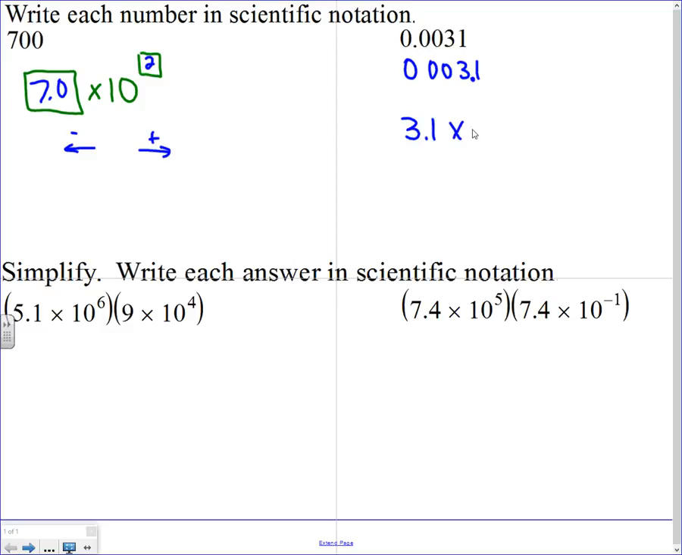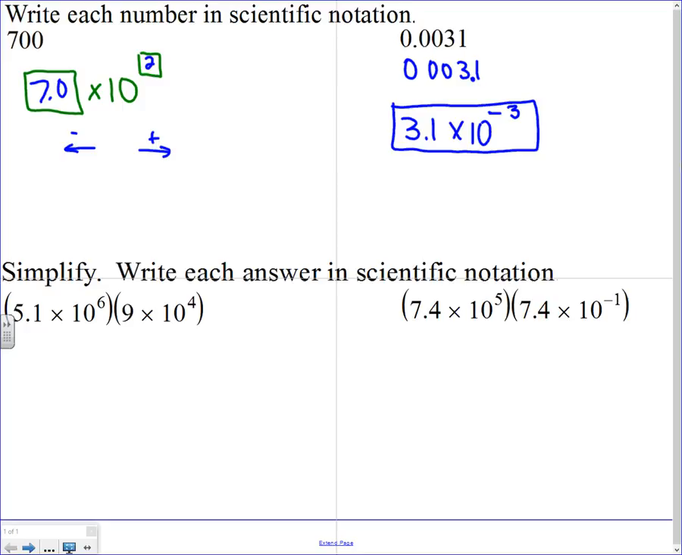times 10 to the... Now, how can I make this number become the original number? Well, I have to move the decimal 1, 2, 3 places to the left. Because it's to the left, it will be negative, and 3 places, and that is the answer. So the key is you need the number to be between 1 and 10, and the only way you can do that is by moving the decimal. And then you have to tell the person in what direction they need to move it and how many places.